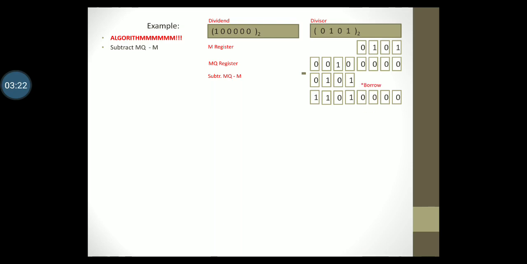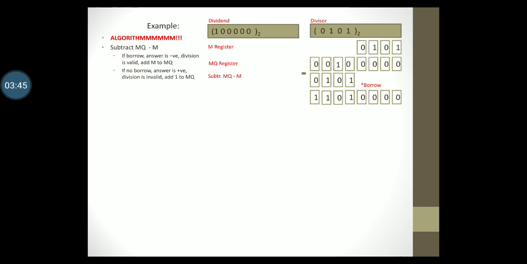Step 1 of the algorithm has an additional step which looks like this. If there is a borrow, the answer is negative. Division is valid. Add M to MQ. If there is no borrow, the answer is positive. Division is invalid. Add 1 to MQ.